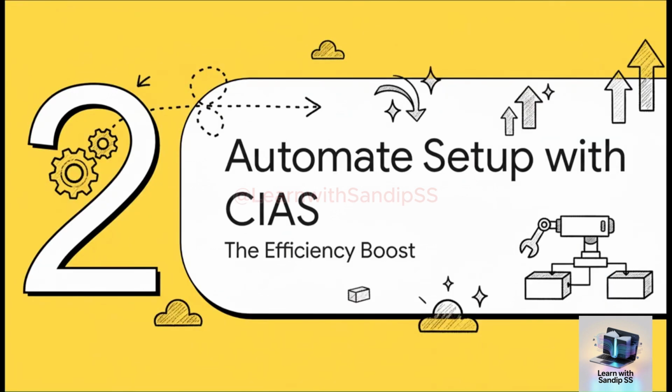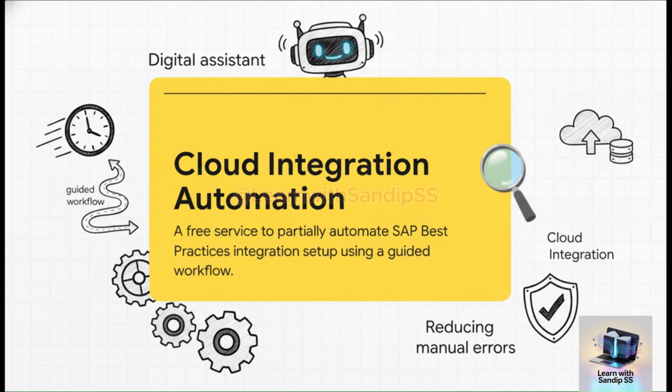Okay, so, great news. You've found an SAP best practices integration that fits. Fantastic. But wait, your work isn't done yet. Before you resign yourself to hours and hours of manual setup, you have to ask one very important question. Can we automate this? And this is where the Cloud Integration Automation Service, or CIAS, comes into play. Just think of it as your digital assistant. It's a totally free service on the business technology platform that takes these long, complicated setup guides and transforms them into a guided, partially automated workflow. We're talking about a massive time saver that also cuts down on manual errors.